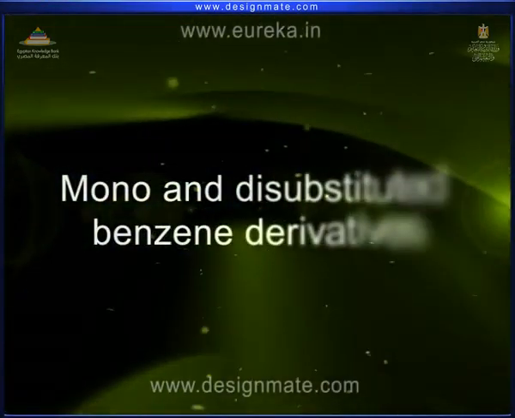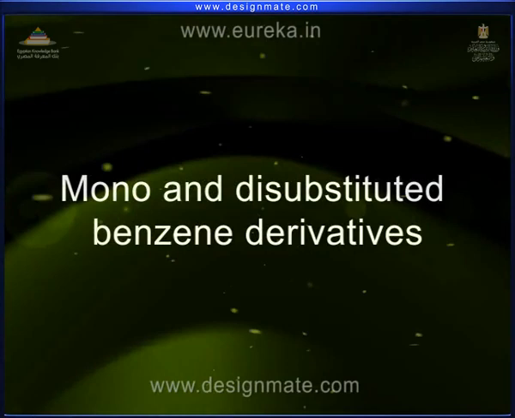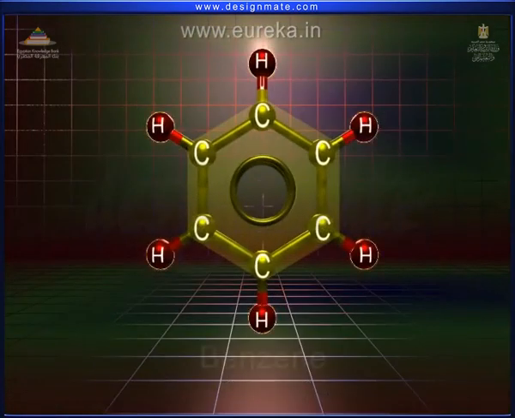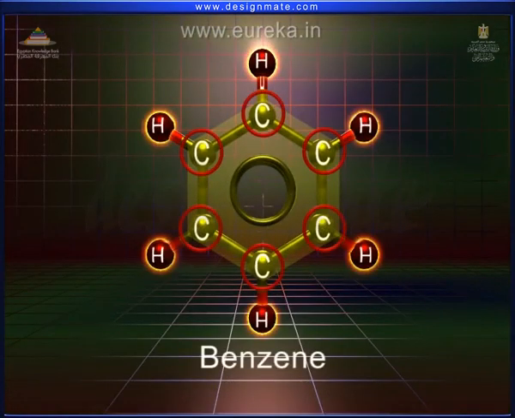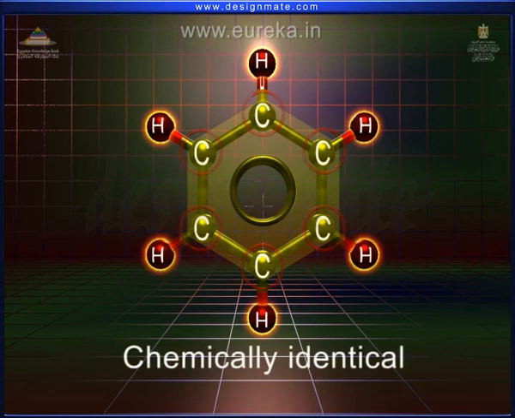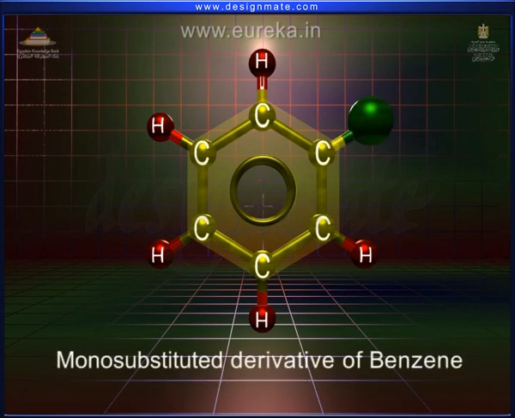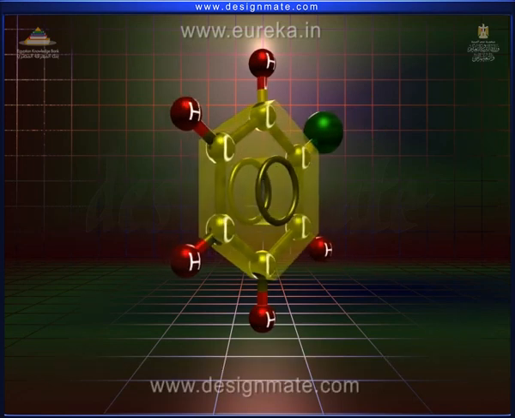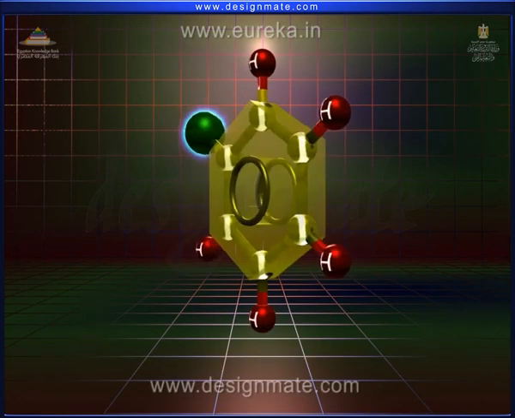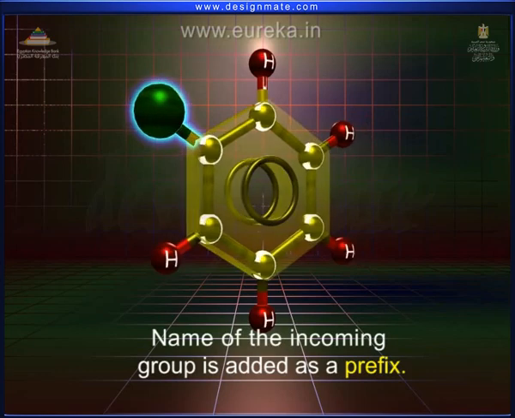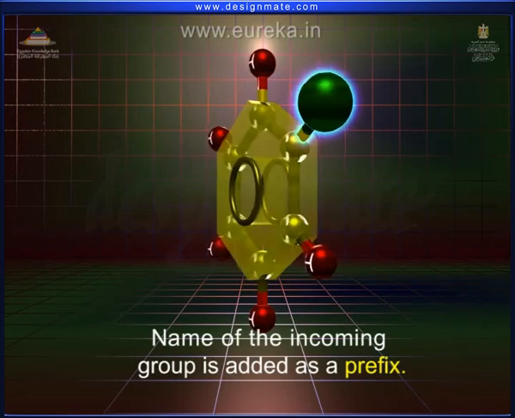Mono and disubstituted benzene derivatives. Since all 6 hydrogens and 6 carbons of benzene are chemically identical, displacement of any one hydrogen by the functional group will give compounds called monosubstituted derivatives of benzene. In monosubstituted benzene derivatives, the name of the incoming group is added as a prefix to the name.